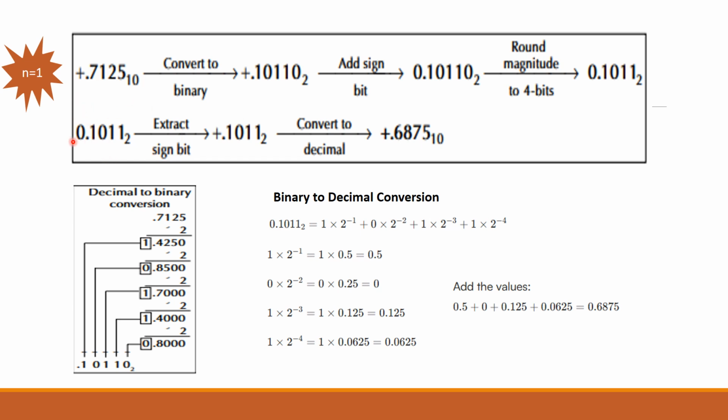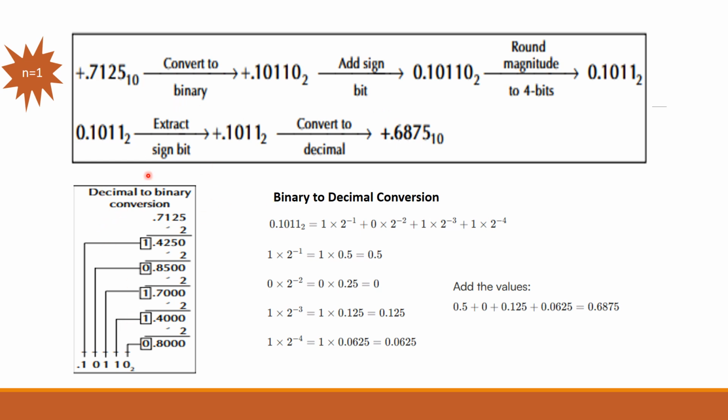Then again, we have to extract the sign bit. The sign bit is equal to 0 only because it is a positive value, so we are neglecting that. So 0.1011. Now convert this into decimal value. If we convert this into decimal value, we'll get 0.6875.